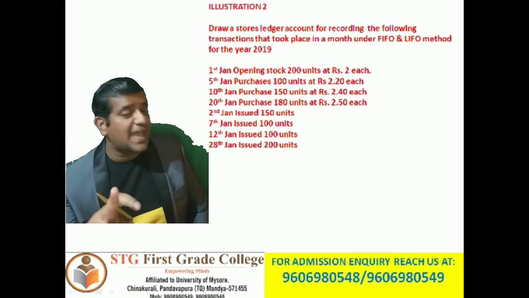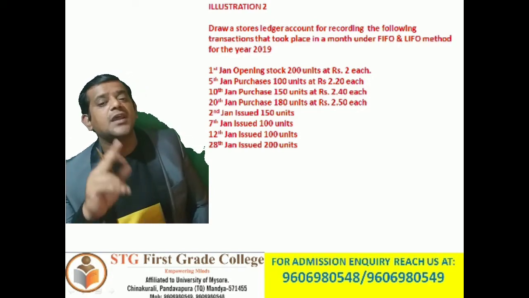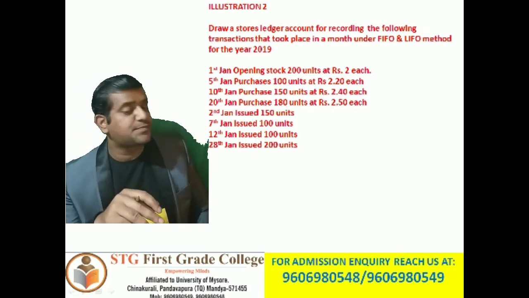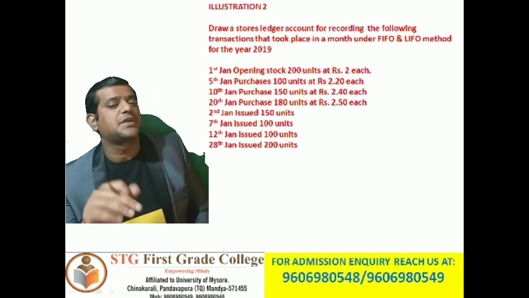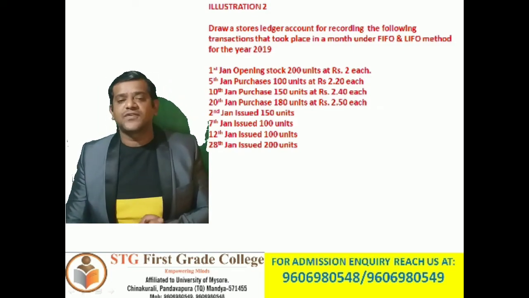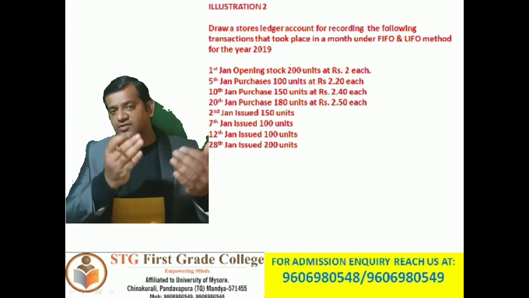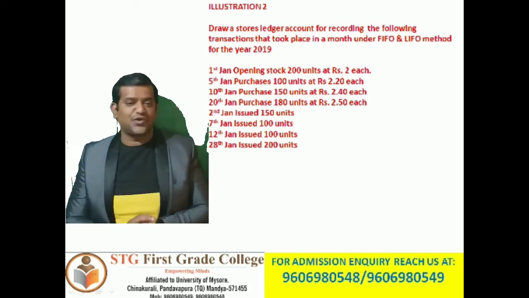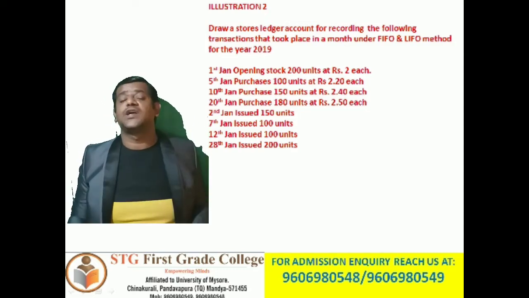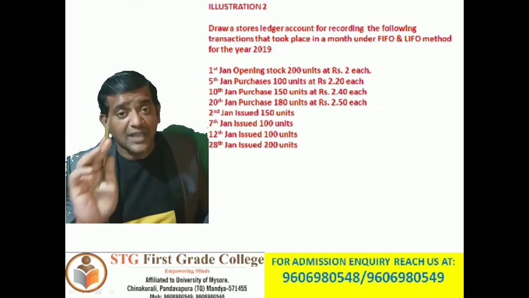On 2nd January, there is an issue of 150 units. On 7th January, issue of 100 units. Then 12th January, 100 units have been issued. Then on 28th January, 200 units have been issued. So the problem is very simple. The first four items, including opening stock, are all receipt entries, and the other four are all issue entries. Clear? By keeping this in mind, we are going to start solving the problem of FIFO and LIFO method stores ledger account.